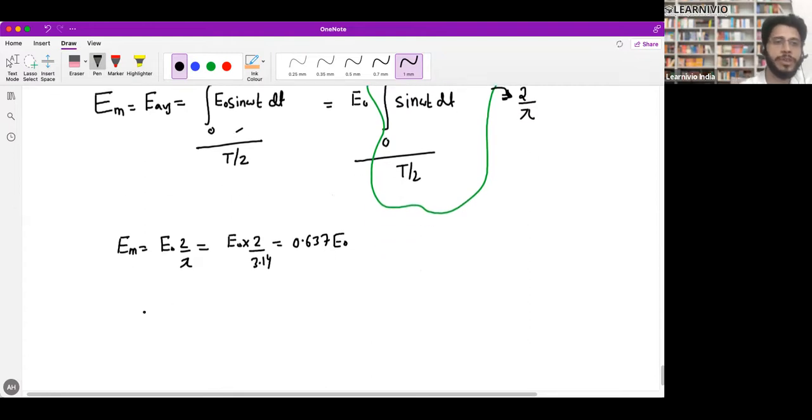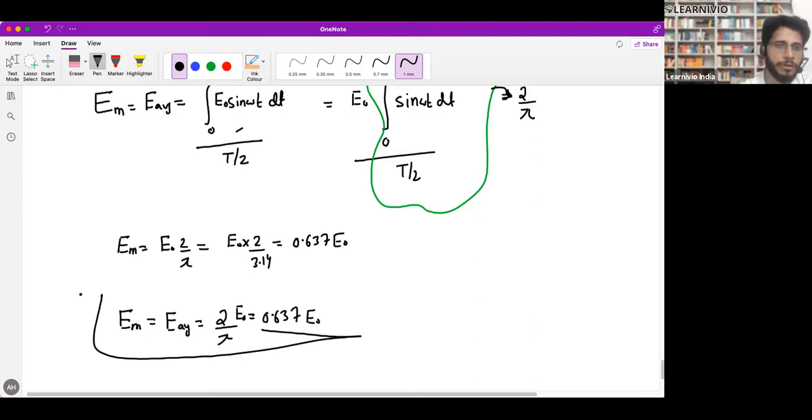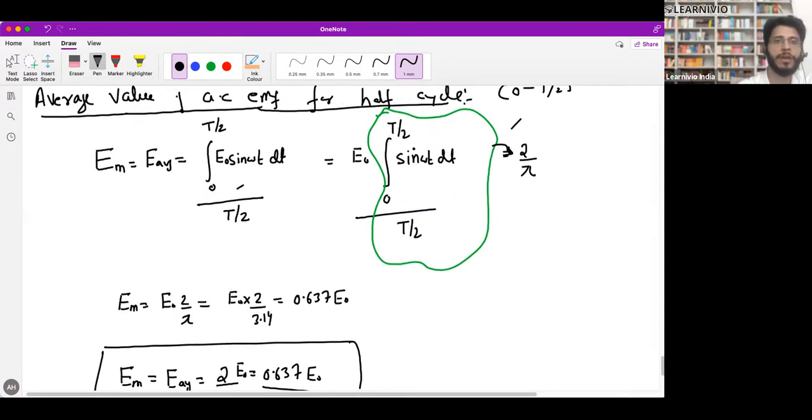So you can say that the mean or average value for the half cycle is 2 by pi E naught, or 0.637 of E naught. These values are very, very important. If you're calculating for the full cycle, it comes out to be 0. But if you're calculating for the half cycle, then it comes out to be 2 by pi. Note it down. Those who have maths must have done integration till now. No, sir, we didn't start. Okay, that's a simple integral. It's not a part of the syllabus, that's why I'm not solving it.